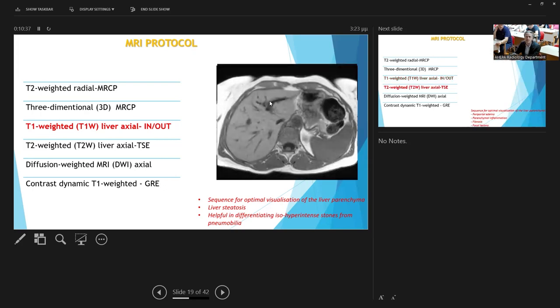Don't forget that the stones in patients with primary sclerosing cholangitis are usually hyperintense on T1 and not hypointense like the other stones in other clinical conditions. And usually the pneumobilia is hypointense both in T1 and T2, and it has a typical long linear appearance.